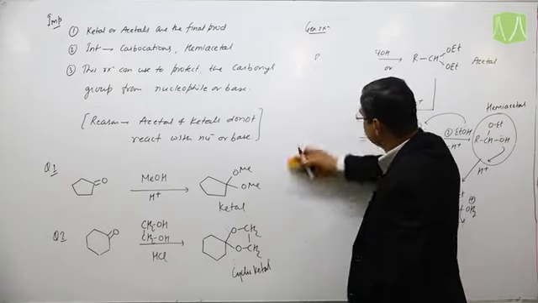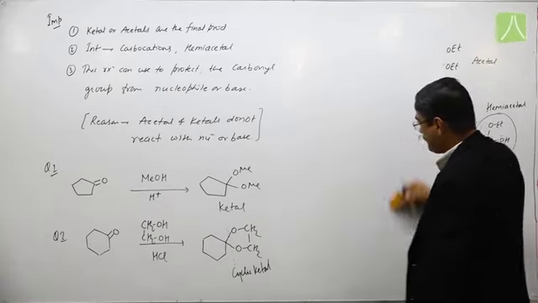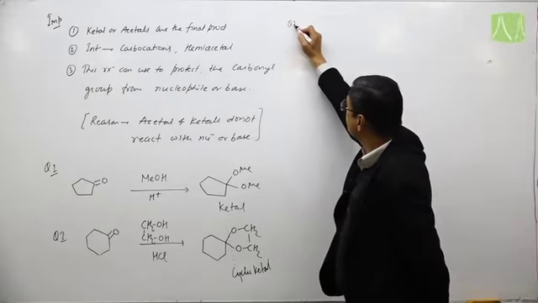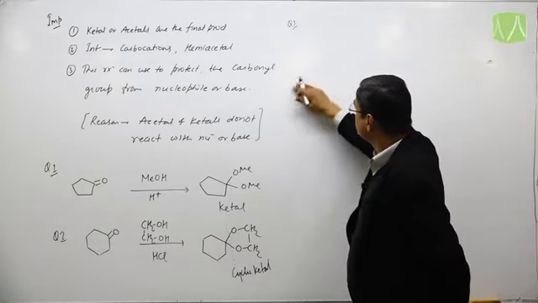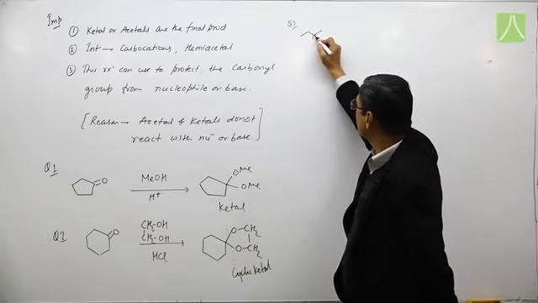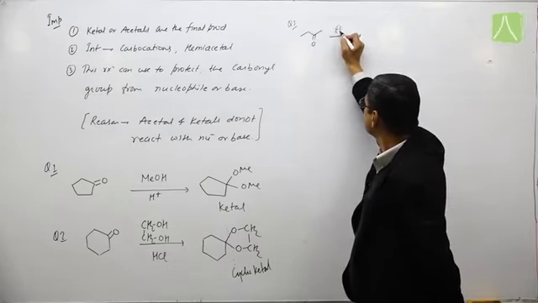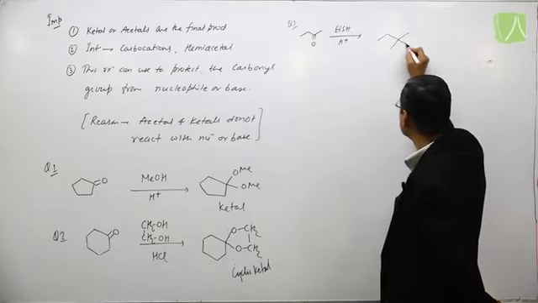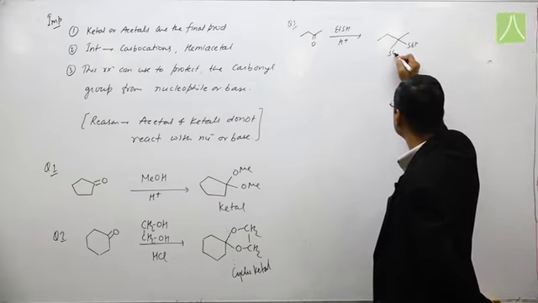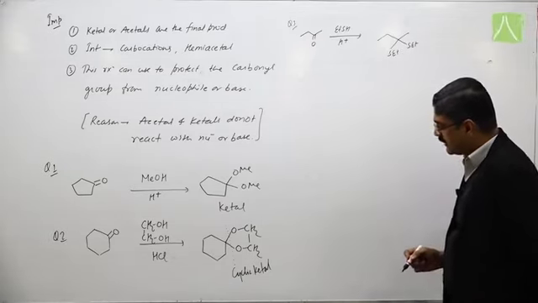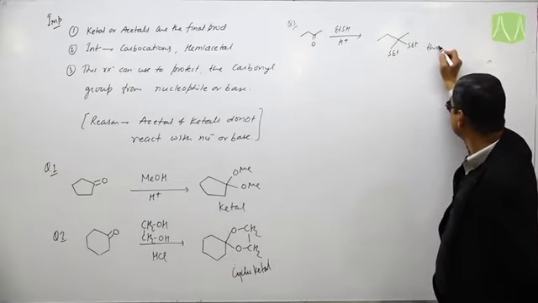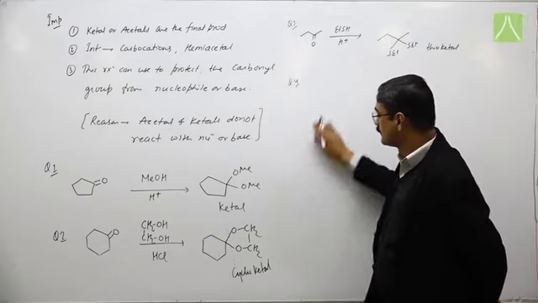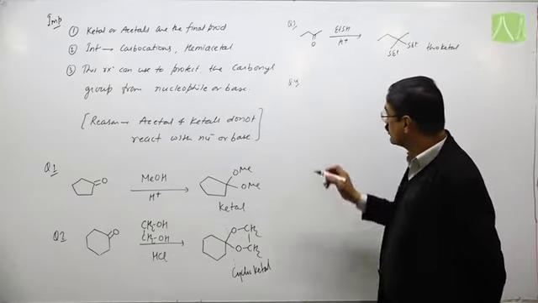The next example. Question number 3. Suppose I take the thiol, EtSH plus H plus. So again, two molecules of thiol are added, and this is thioketal. So it is obtained. We can use the thioglycol also.